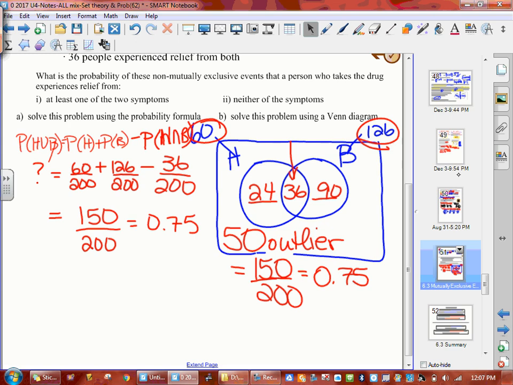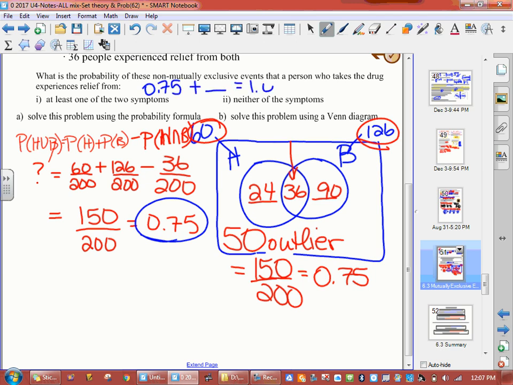Okay, so now we need to do neither of the symptoms. So neither of the symptoms, well, if you're not gonna have one of the symptoms, we're gonna have the complement to this. So we need to have the 0.75 plus something gives us one whole. Well, neither of the symptoms, we have 50 people as our outlier. So we would have 50 out of 200, which would give us 0.25. So over here, probability formula, if I insert our 0.25, our event and our complement are going to add up to 1.0 as we know.